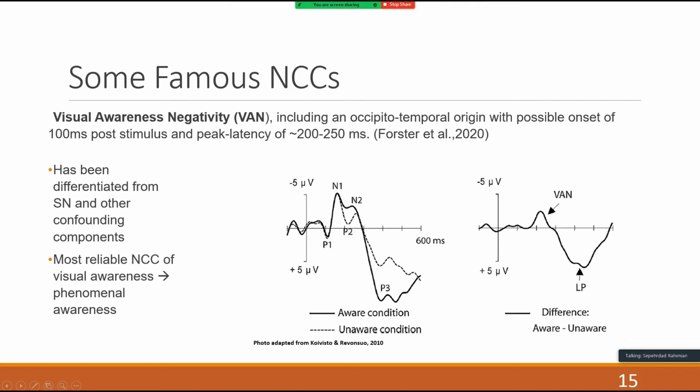It has been shown that this visual awareness negativity is actually present, and it is not some sort of confound like selection negativity or other possible attentional confounds, but we're still not so sure that it is something we have never seen before. So there are some suspicions there yet, but it has been the most reliable NCC of visual awareness.